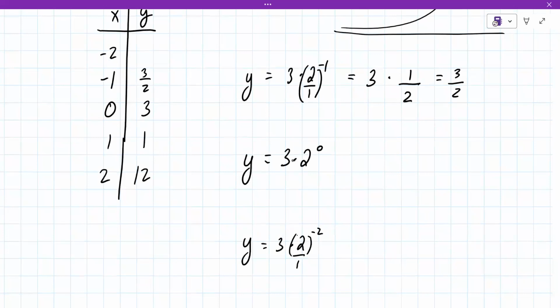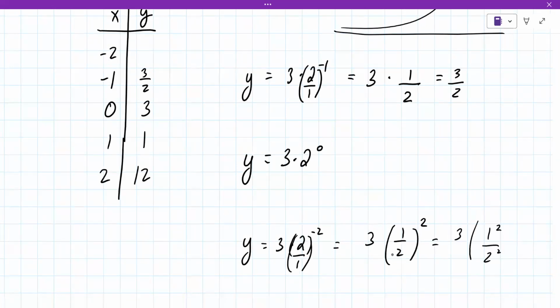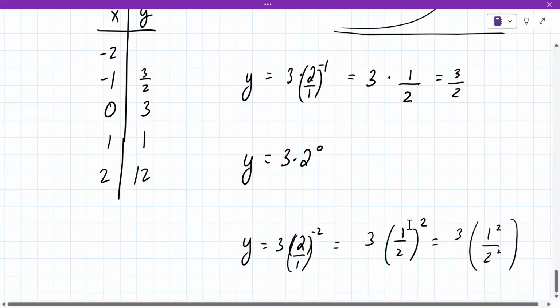But 2 is really 2 over 1. So you end up flipping it. It becomes 1 over 2 to the power of 2. You're flipping what's inside there. And then you change the negative to a positive. Then you have to square both the top and the bottom. Am I speaking a foreign language right now?